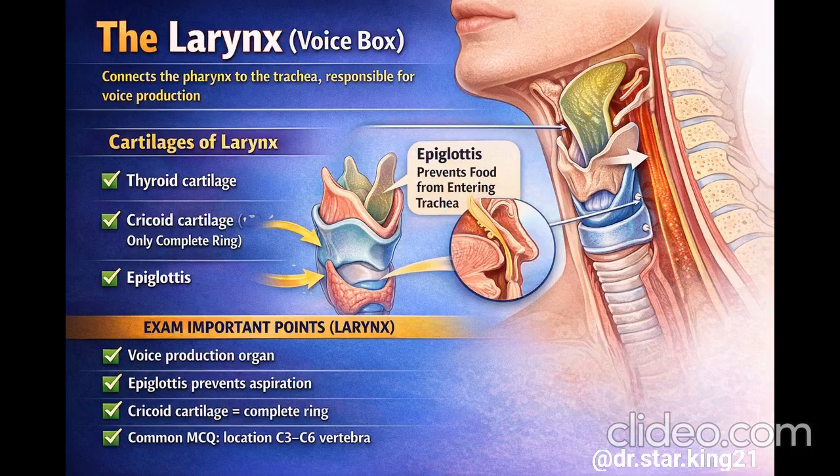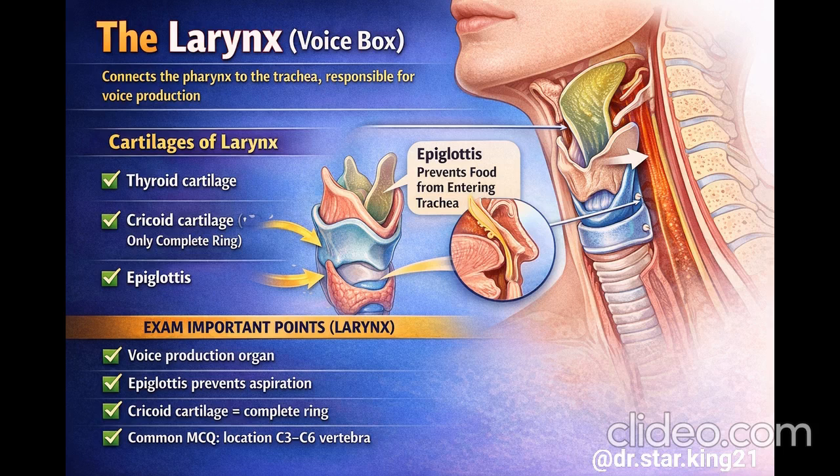Now the air enters the next part, which is called larynx. First the air will enter the nose, nasal cavity, then pharynx, larynx, trachea, bronchi, bronchioles, then finally alveoli. So, larynx is also known as the voice box. Larynx connects the pharynx to the trachea and is responsible for voice production.